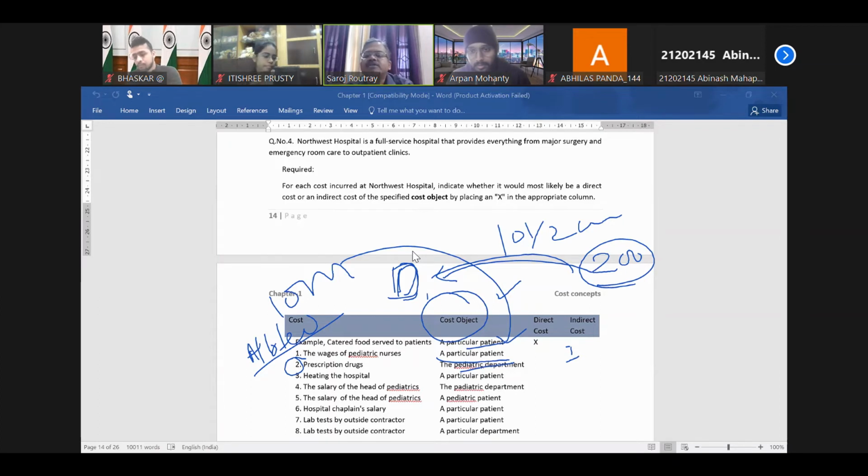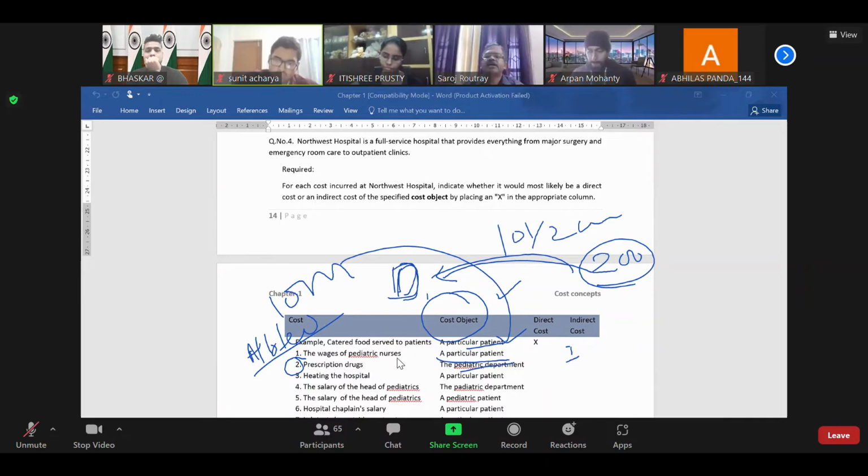Prescription drugs and pediatric department. Can you identify prescription drugs with the pediatric department? Because I want to find out the cost incurred in the pediatric department. Cost object means the cost of that department. So can you identify prescription drugs with the pediatric department? Yes or no? Yes, sir. Okay. Through chat, please answer me. Direct or indirect?